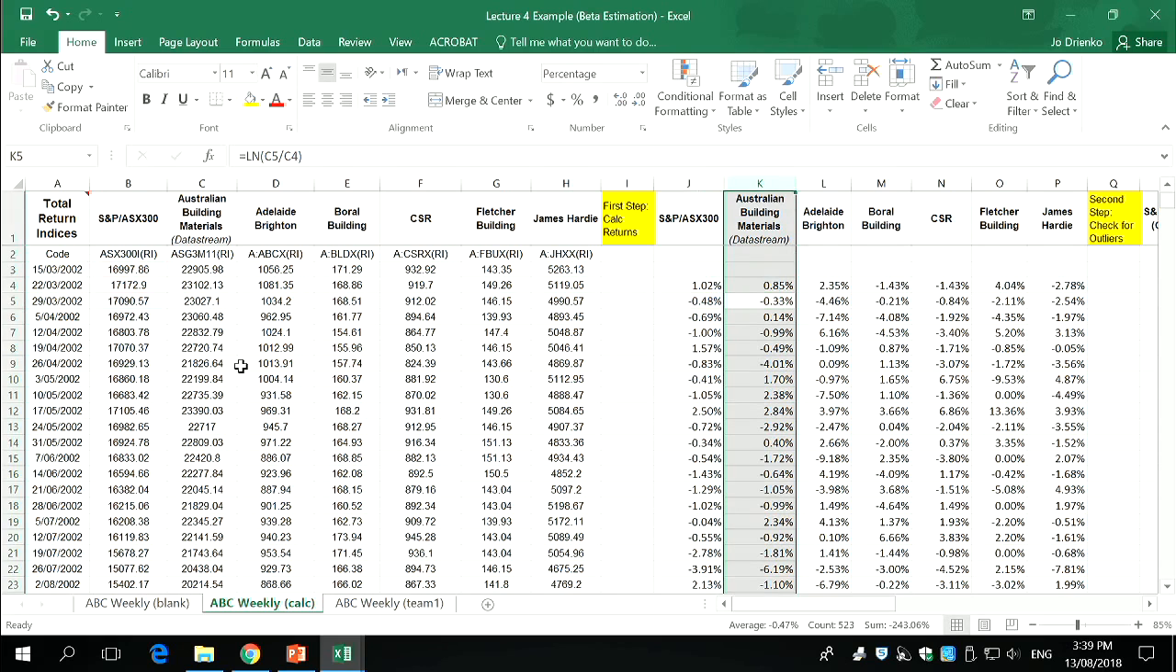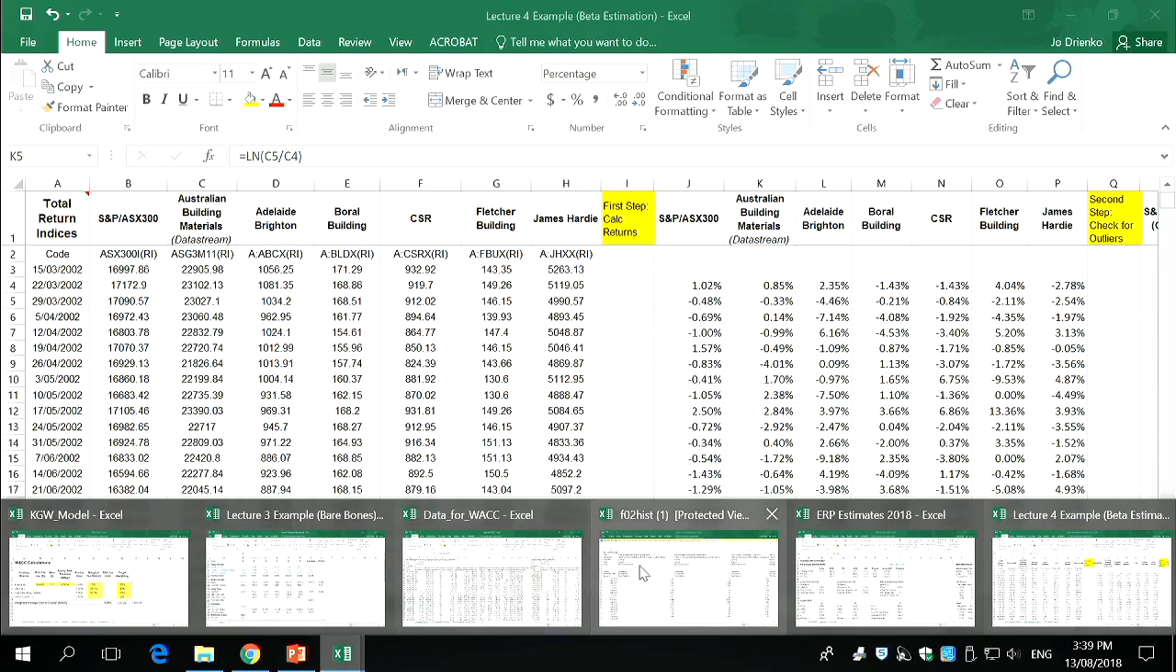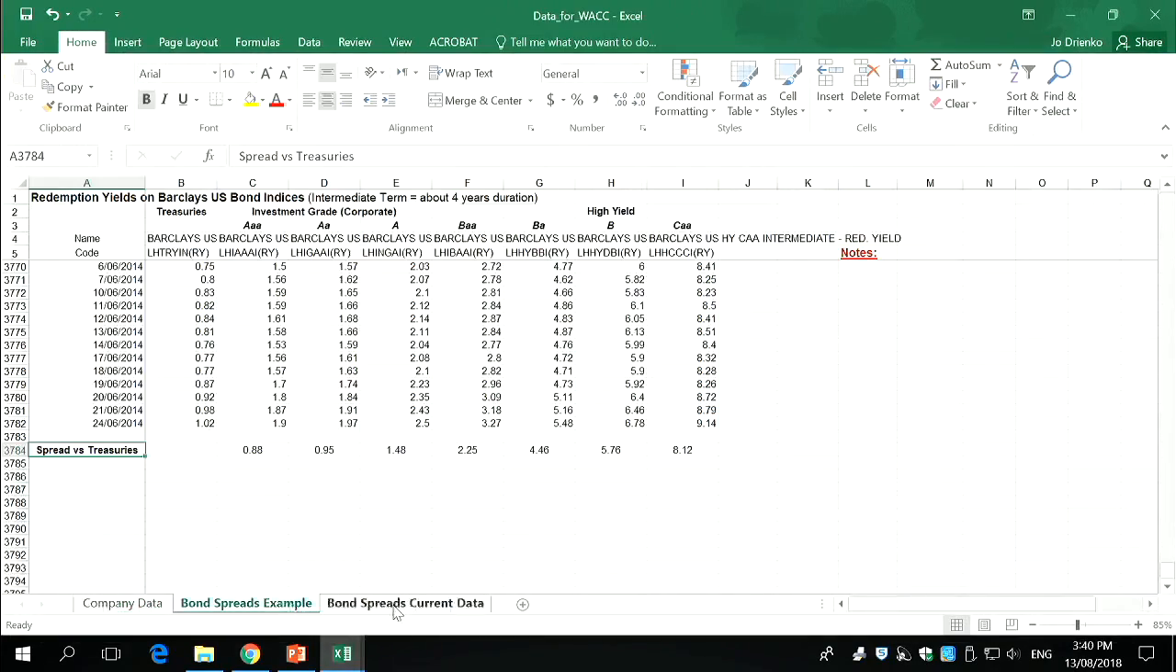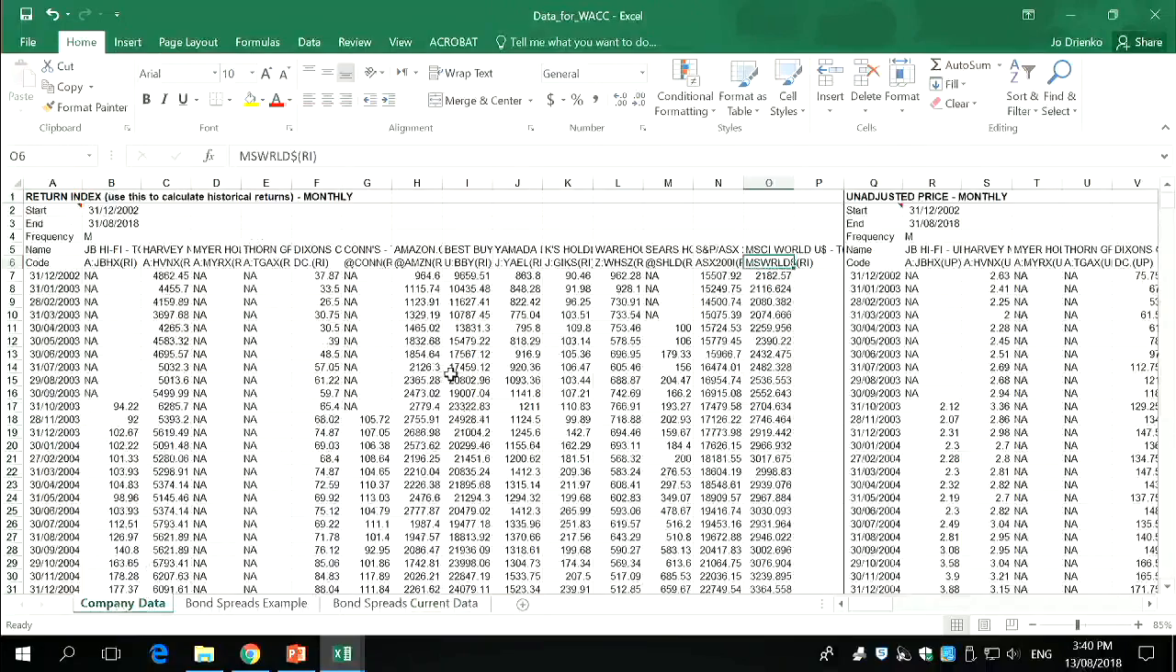I couldn't find any industry index for retailing. Maybe I did, actually. I remember there was something. So I gave you, where's the data I gave you? I gave you this data. I gave you company data. No, I couldn't find any index. No. You're lucky. Yeah.